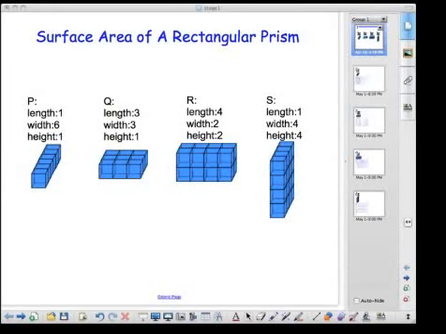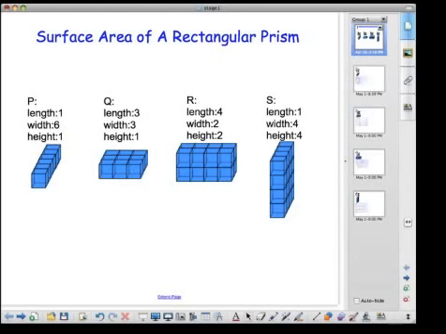Hey guys, what we're going to look at today is the surface area of a rectangular prism. Now, a rectangular prism is just a 3D rectangle, right? We looked at those during the last lecture. So I've got 4 examples up on the board. All of them are labeled with a length, width, and height.